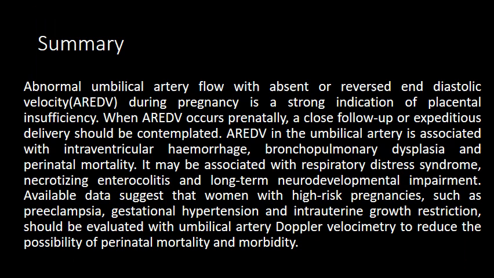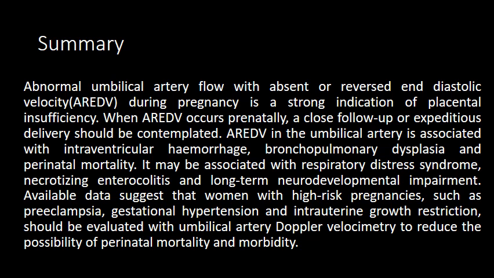Now, to summarize, abnormal umbilical artery flow with absent or reversed end diastolic velocity during pregnancy is a strong indication of placental insufficiency. When absent or reverse end diastolic velocity occurs prenatally, a close follow-up or expeditious delivery should be contemplated. Absent or reverse end diastolic velocity in the umbilical artery is associated with intraventricular hemorrhage, bronchopulmonary dysplasia, and perinatal mortality. It may be associated with respiratory distress syndrome, necrotizing enterocolitis, and long-term neurodevelopmental impairment.